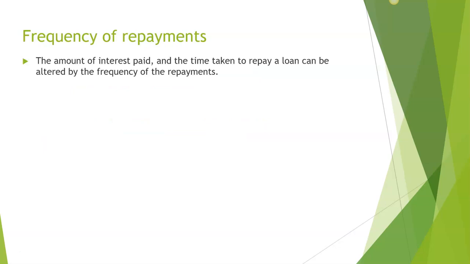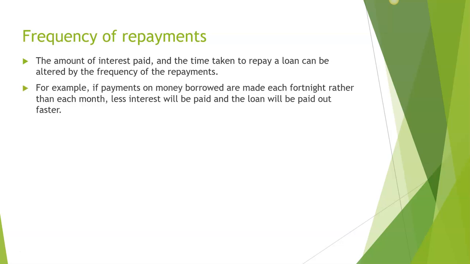So how does the frequency of repayments affect a loan? The amount of interest paid and the time taken to repay a loan can be altered by the frequency of the repayments. So for example, if money is paid fortnightly rather than monthly, less interest will be paid on the loan and it will be paid out faster.